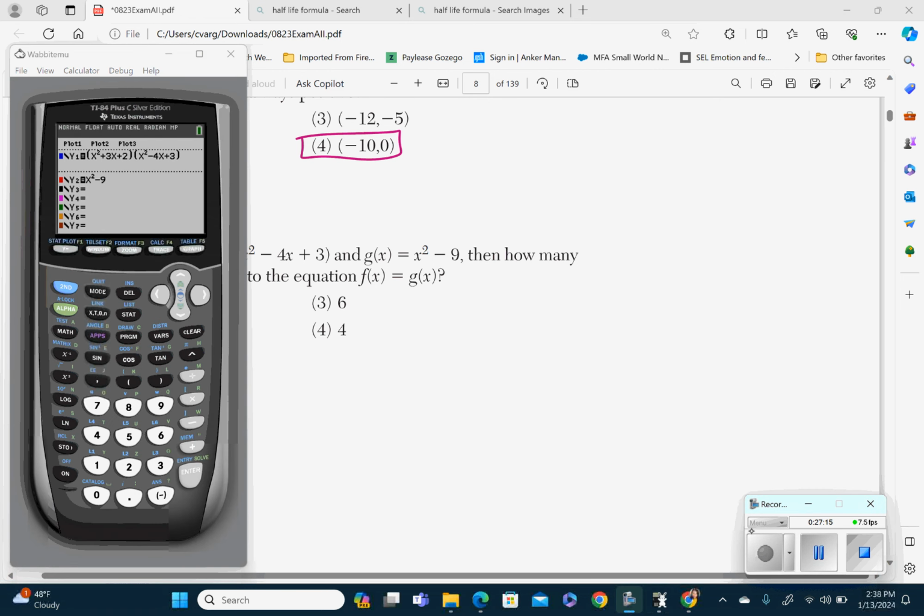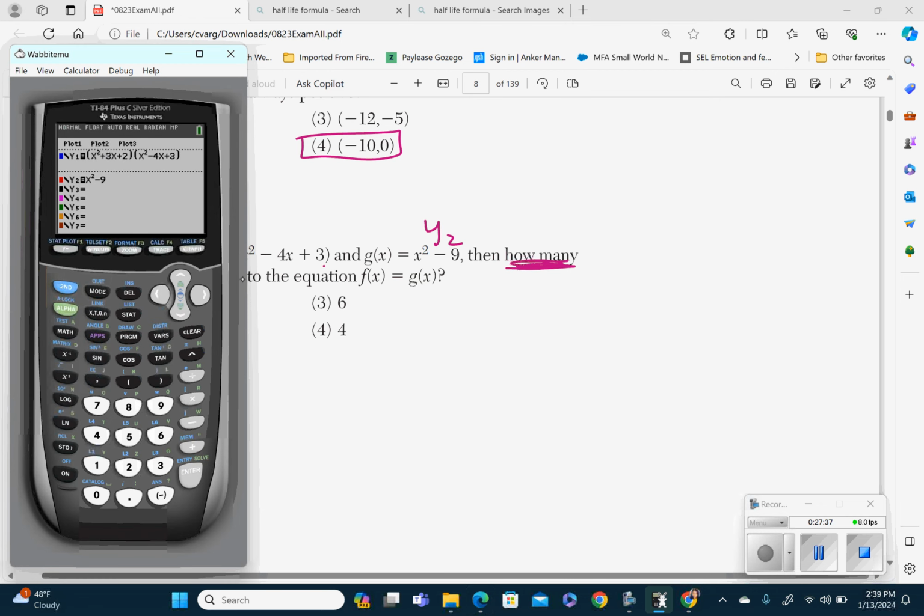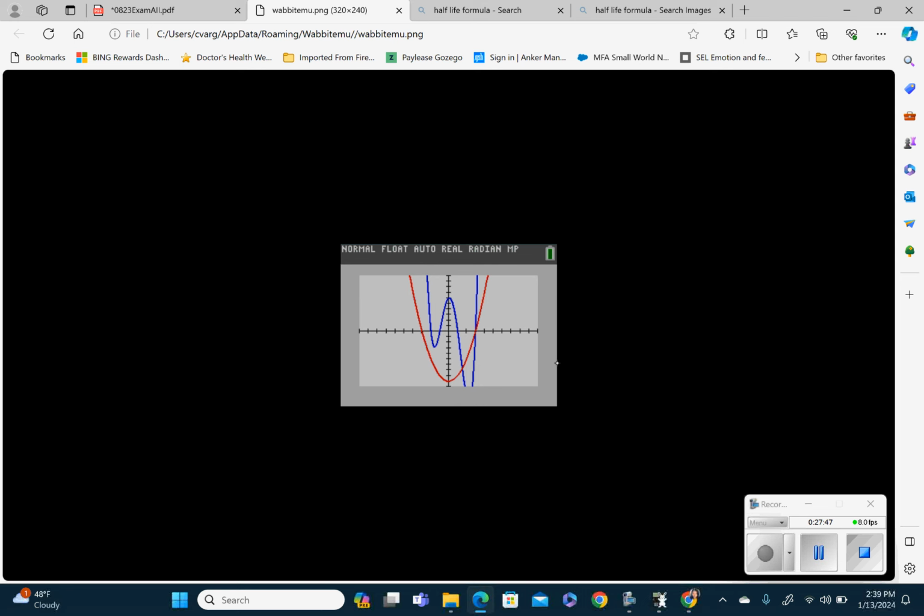So all I have to do for number 19 is graph them. So I plug my y1, which is my f of x, under y1, I plug this under y2, and I'm going to see where they meet. I don't care where they meet, actually. I just want to see how many times. I'm not looking for numbers. So I'm just going to plug them in, and hit graph. I'm looking to see how many times my blue line and my red line meet. And so they meet twice.